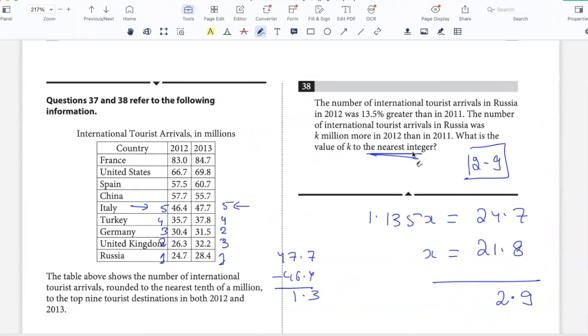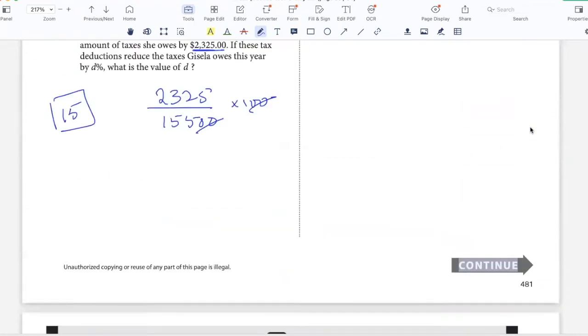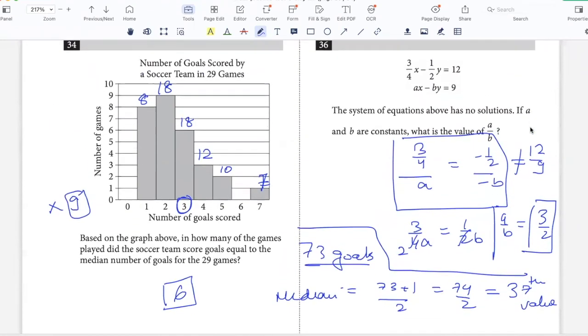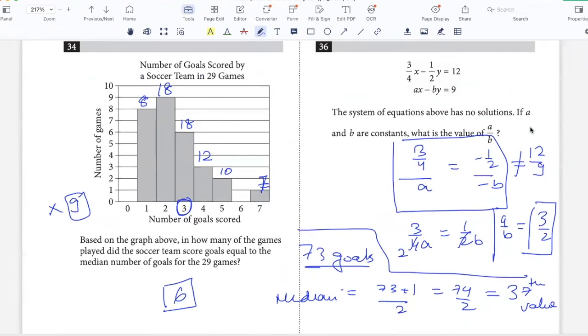Okay, you have to be really careful with questions like this, and you have to round them up or round them down depending on what the question states. Right, okay, so 38 is 3. What happened here? I'm supposed to find the, 29 games, how many of the games did the soccer team score goals equal to the median number of goals for the 29 games? Okay.